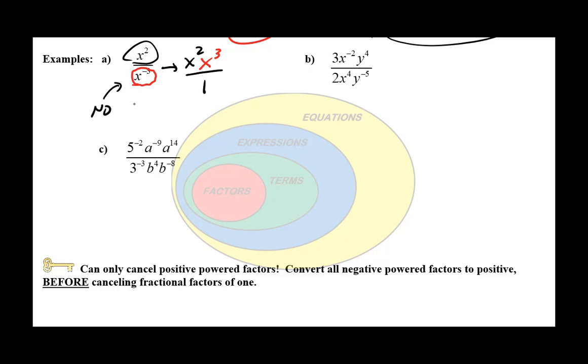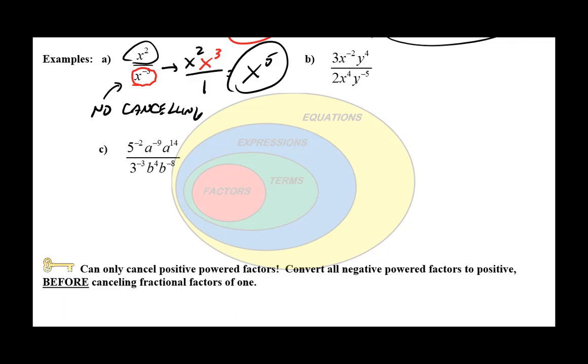There's actually no canceling that happens here because the x to the negative 3 moved up to the numerator. This actually then, if we multiply those common bases, we get x to the 5th power. So we don't want to start canceling until our exponents are positive, our factors are in the correct positions.